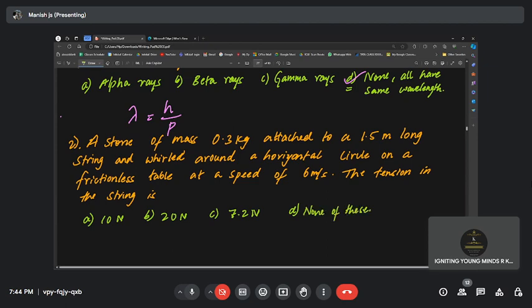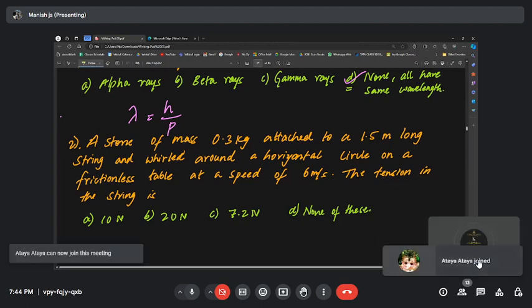As per this question, the mass of the stone is given as 0.3 kilogram, and the length of the string to which it is attached is 1.5 meters, and you whirl it around in a horizontal circle. The speed is also given. It has been whirled around on a frictionless horizontal table with a speed of 6 meters per second. Then they're asking what is the tension in the string. So tension in the string is to be found out.